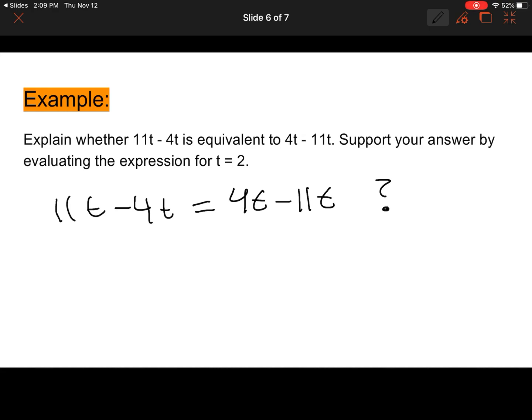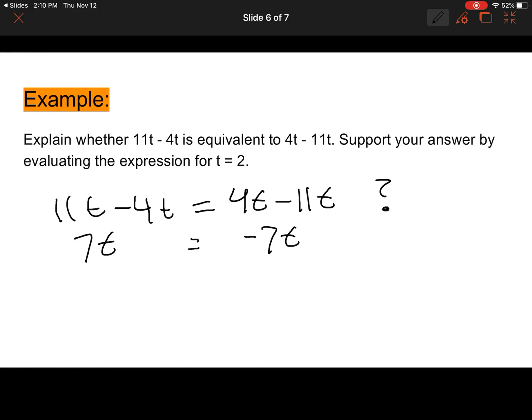All right, well, let's think. Let's simplify what we have on the left side here. So 11t minus 4t, hopefully we can all see here that we would get 7t, right? Because 11 minus 4 would be equal to 7. Again, we're looking at the coefficients in front of the variable. Then here we have 4t minus 11t. So 4t minus 11t would give us negative 7t.